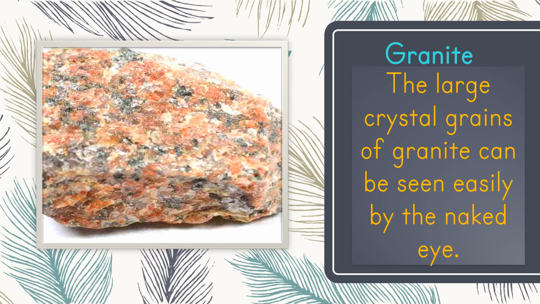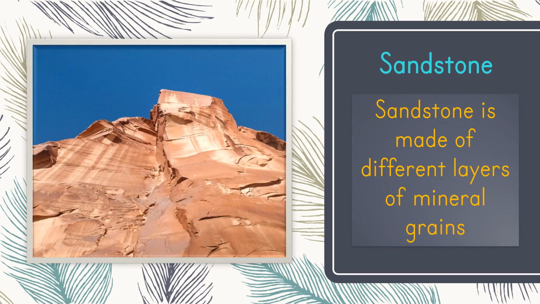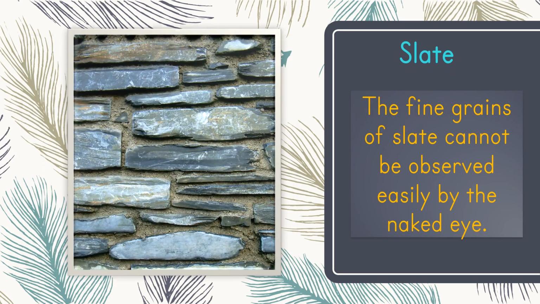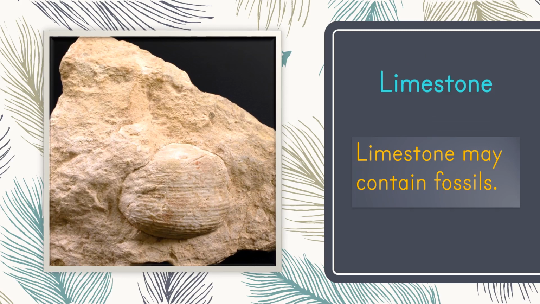Granite. The large crystal grains of granite can be easily seen by the naked eye. Sandstone. Sandstone is made of different layers of mineral grains. In slate, the fine grains cannot be observed easily by the naked eye. Limestone. Limestone may contain fossils, which are the preserved remains of living things from the past.